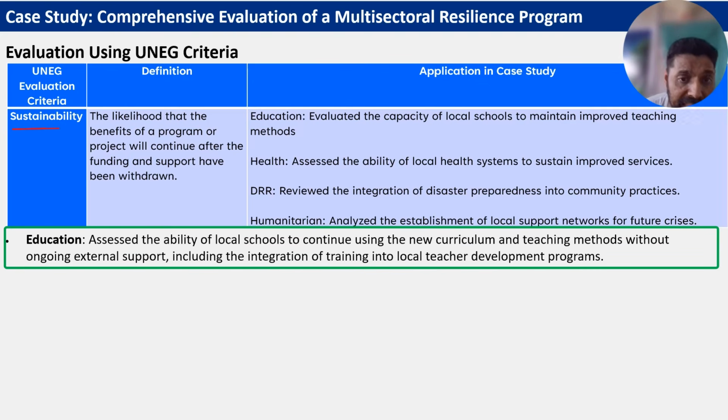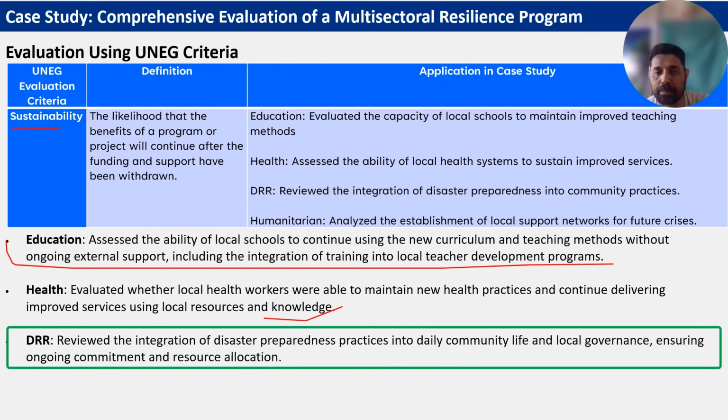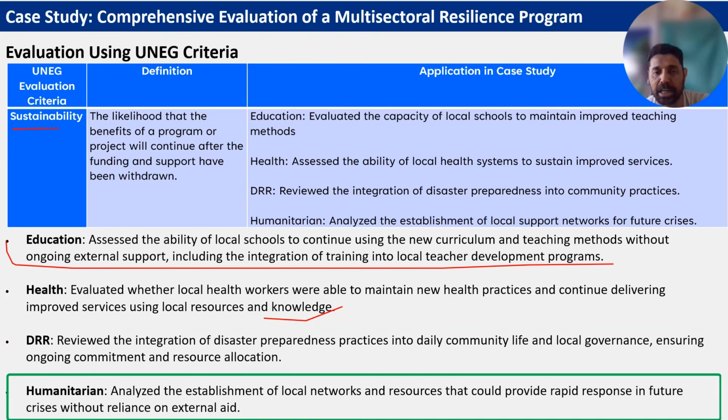In education, we assessed the ability of local schools to continue using the new curriculum and teaching methods without ongoing external support, including the integration of training into local teacher development. Then in health, evaluated whether the health workers were able to maintain new health practices and continue delivering improved services using local resources and knowledge. DRR reviewed the integration of disaster preparedness practices into daily community life and local governance, ensuring ongoing commitment and resource allocation. And humanitarian analyzed the establishment of local networks and resources that could provide rapid response in future crises without reliance on external aid.